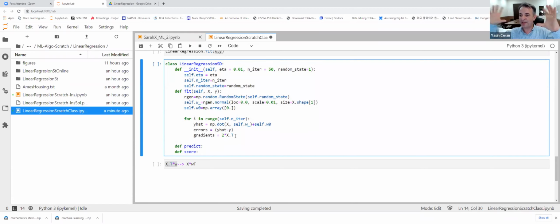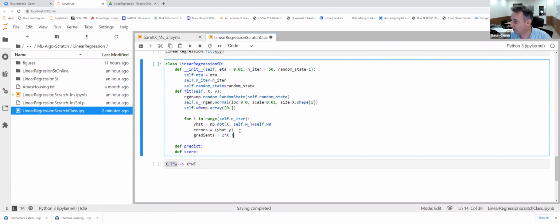So 2 times X transpose. Transpose means you take a matrix, you hold it from the lower left and upper right and flip it. So what you are doing is making all the rows as columns and columns as rows. I'm just making it a float number. That's why I added 0 dot here. If I just put 0, it's going to be an integer.